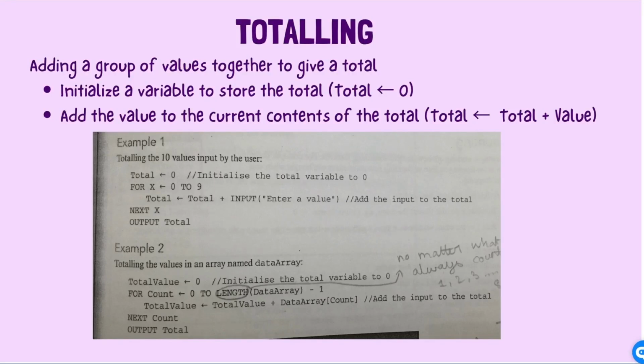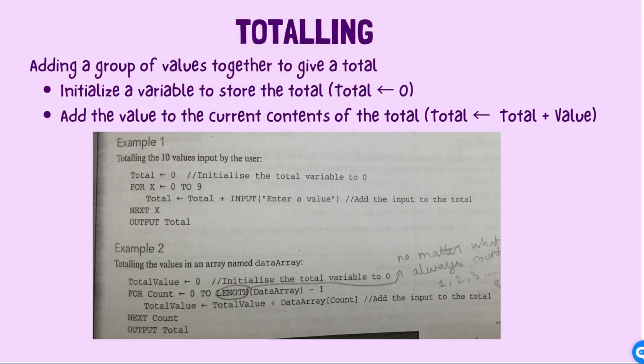Hey guys, welcome back. So today we're gonna learn about the common algorithms that are used in pseudocode. So the first one is totaling. Totaling is really simple. It is basically adding a group of values together to give a total.